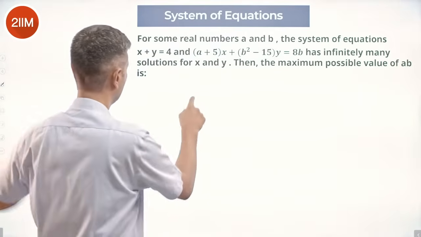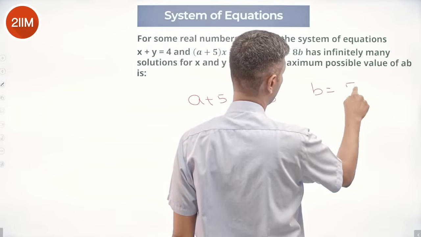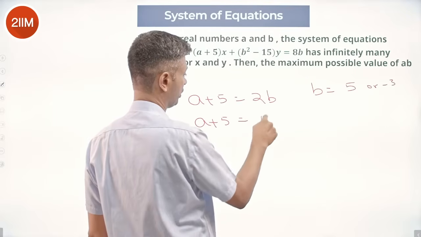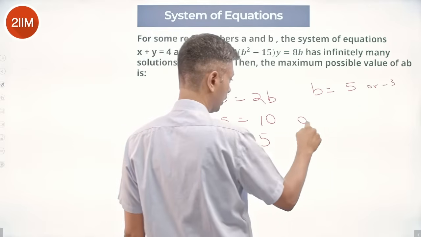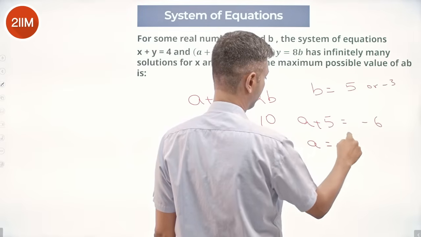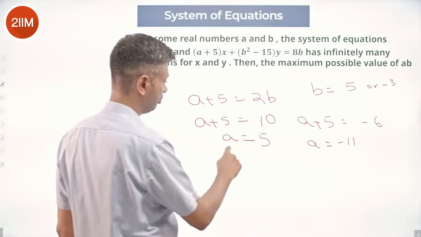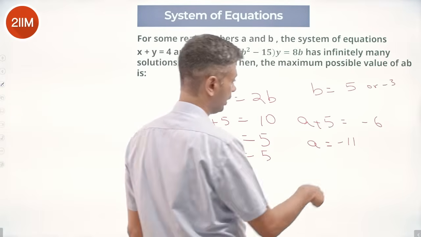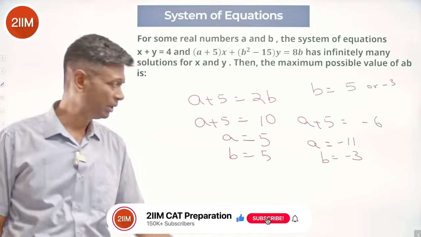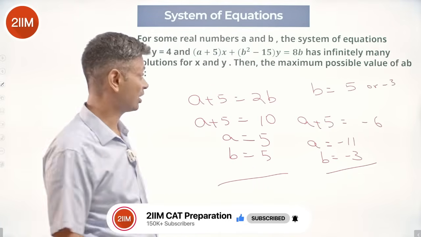a plus 5 equals 2b. b is 5 or minus 3. So a plus 5 is 10, in which case a is 5. Or a plus 5 is minus 6, in which case a is minus 11. a is 5 if b is also 5. a is minus 11 if b is minus 3. What is the maximum possible value of ab? Either 5 into 5, 25, or minus 11 into minus 3, 33. 33 is larger, answer is 33.